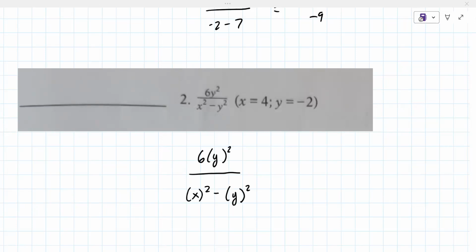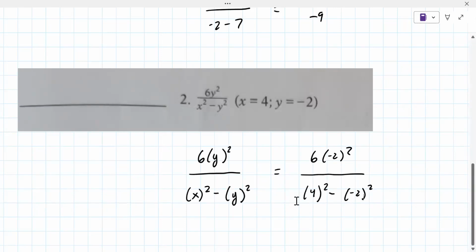And then 8 minus 4. I think I did something wrong here. Okay. Let me write this and you tell me if you have something similar. Do you have something like this? You've got to square everything first.